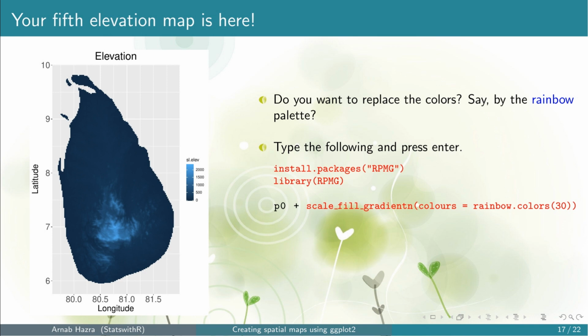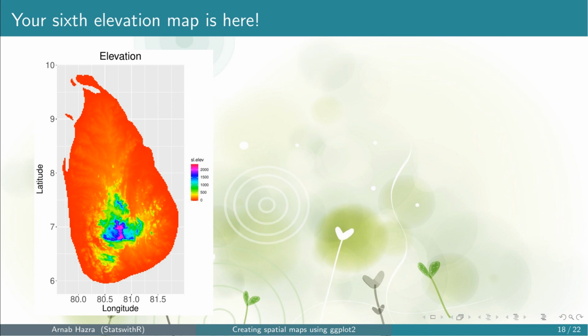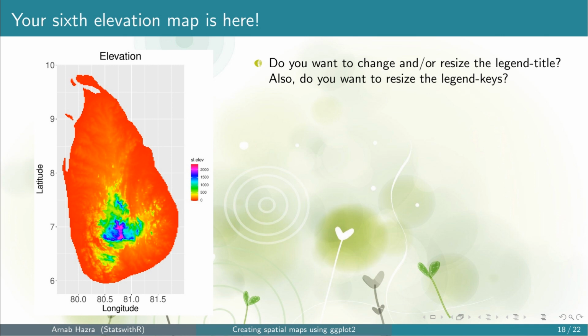Now press enter. Okay, you get your sixth elevation map. You can see that the colors are replaced by the rainbow palette. Note that the small-scale variations in the coastal regions where the colors vary between red and yellow, previously they were not distinguishable. Next, let's focus on the legend. The title is just the name of the vector sl.elif, and also it is small. So you might be interested to change this title along with enlarging it.